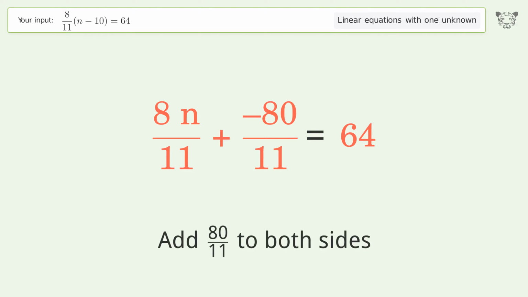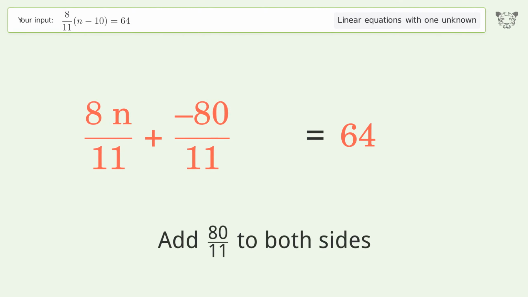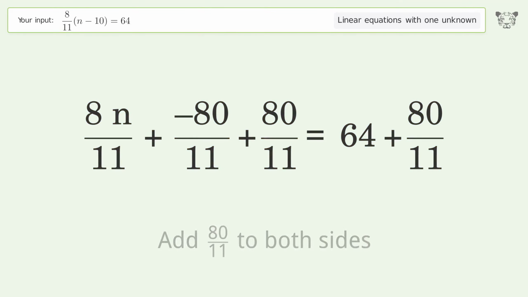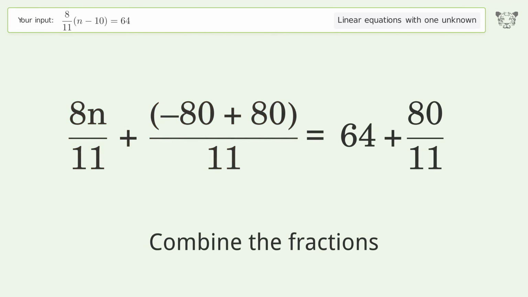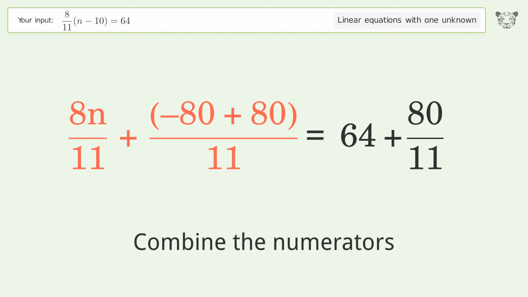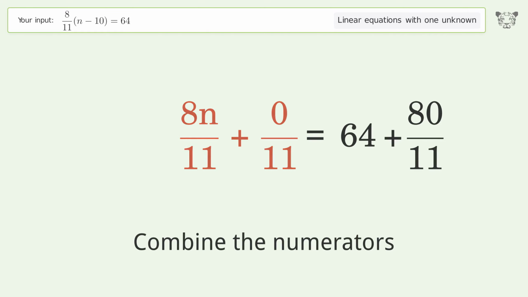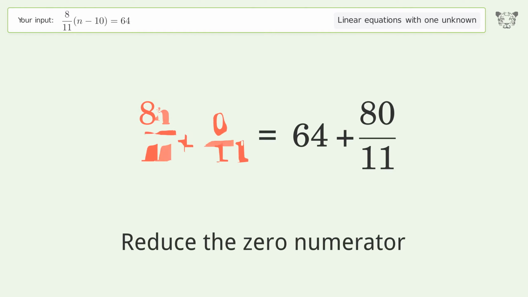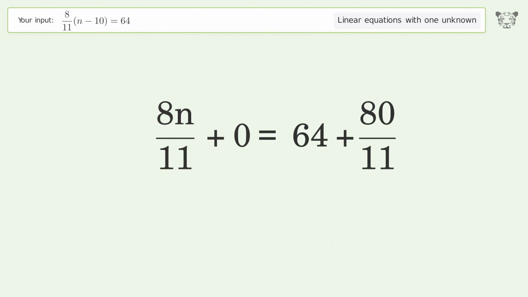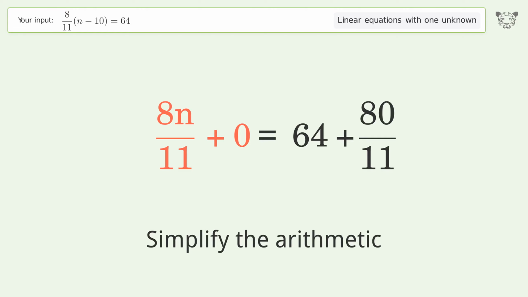Add 80 over 11 to both sides. Combine the fractions. Combine the numerators. Reduce the zero numerator. Simplify the arithmetic.